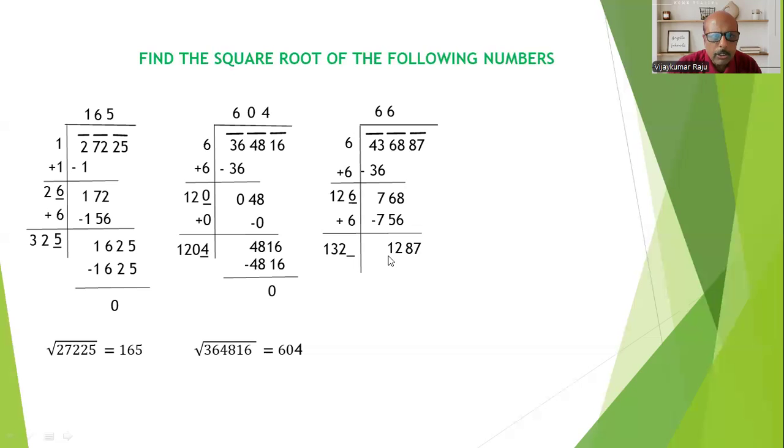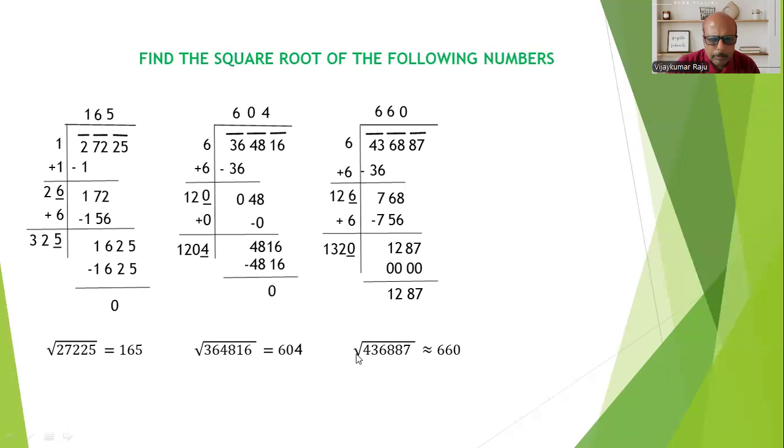So how can I go for that? No, I'll have to take 0. So 1,320 into 0 will be 0. Subtract it. You're getting 1,287. So what do you say?